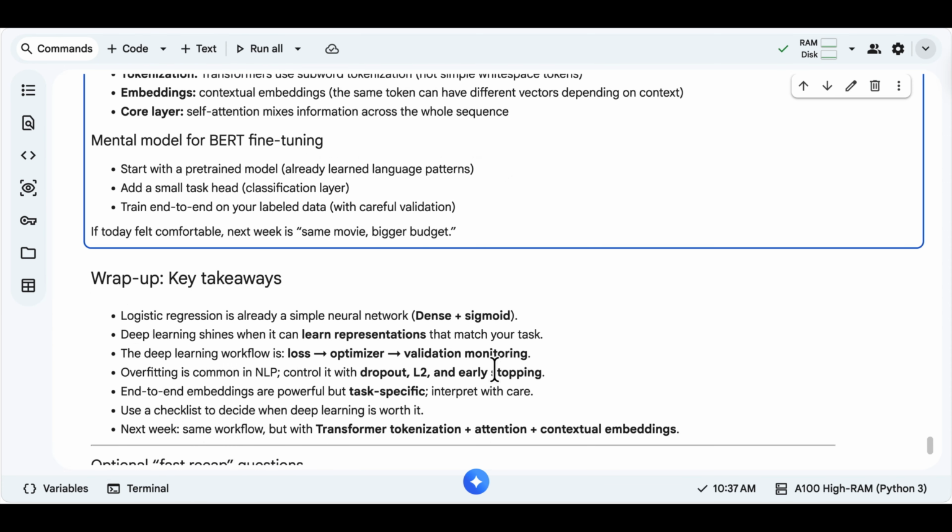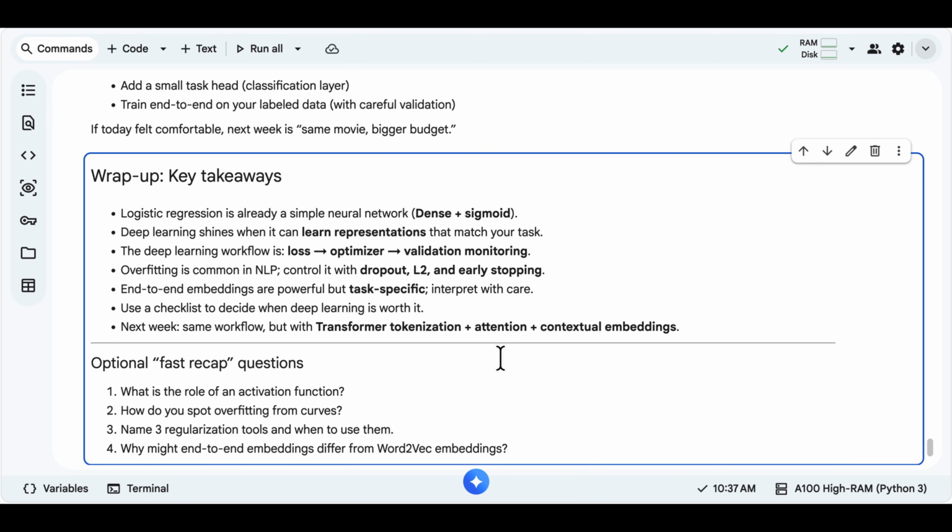Let me close with the main takeaways. Logistic regression is already a very small neural network. Deep learning becomes useful when learned representations solve errors that simpler models miss. The central workflow is loss, optimizer, and validation monitoring. Overfitting is common in text, so dropout, L2 regularization, and early stopping are essential tools. End-to-end embeddings are powerful because they adapt to the task, but that also makes them task-specific. Finally, keep the business checklist in mind. Better technology is only better when it improves the decision you care about.